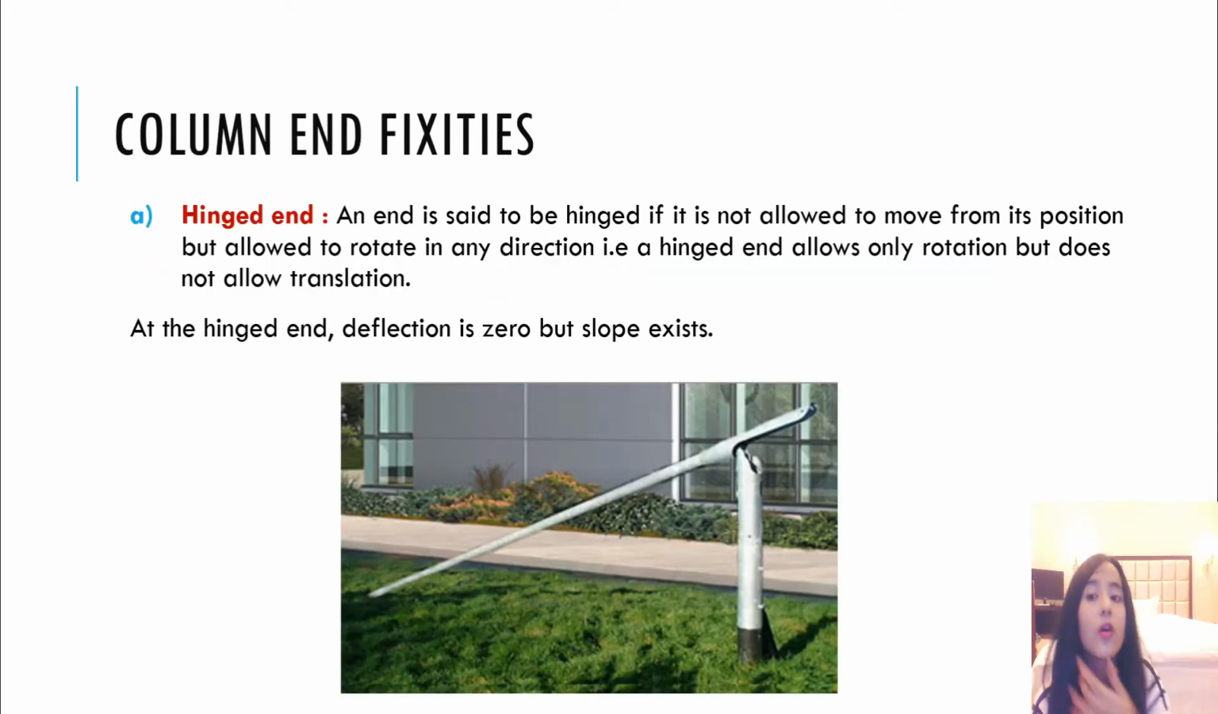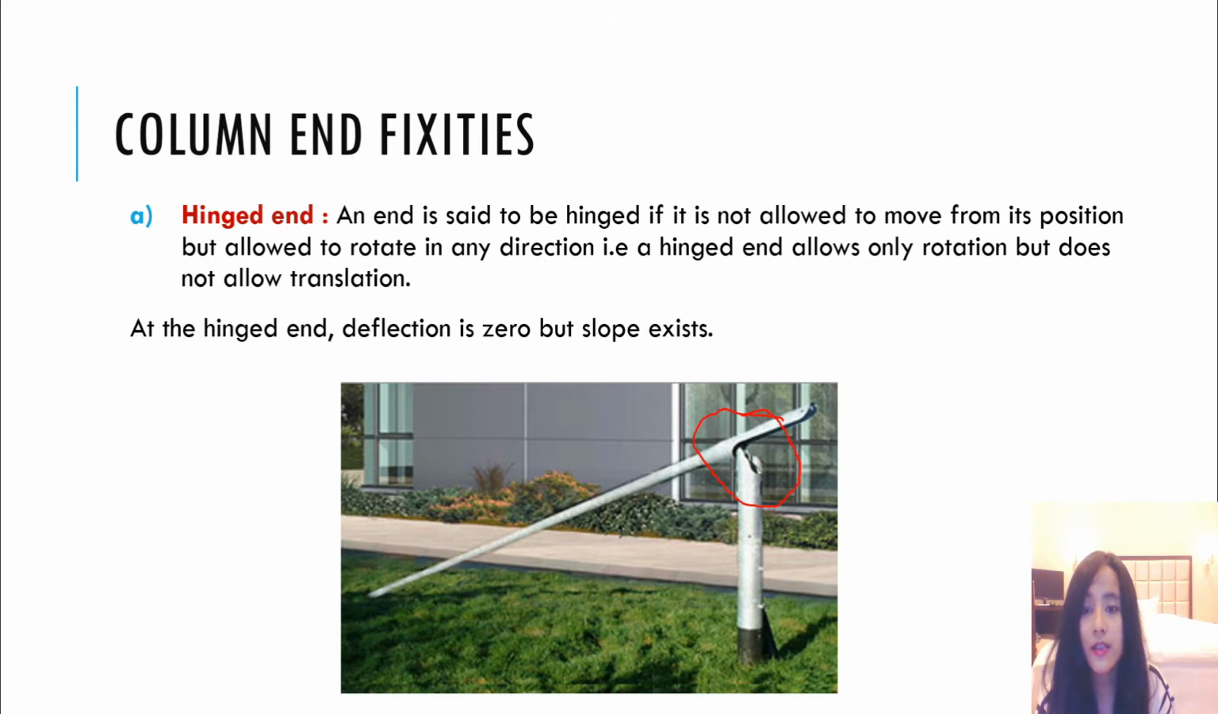So column and fixities. Column and fixities पे क्या आते हैं? The column end conditions, for example, some columns will be fixed, some columns will be free at the end. Okay, so these are the column fixities. और यहाँ पर three major types हैं. One is hinged, the second one is fixed, the third one is free end.